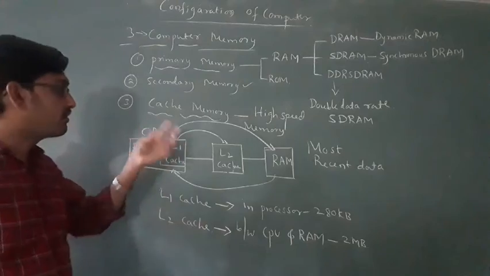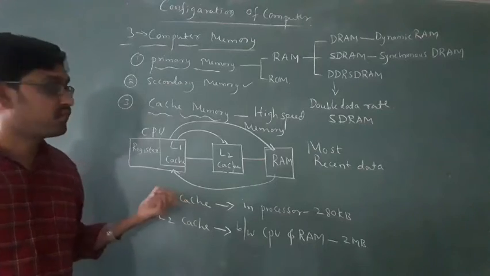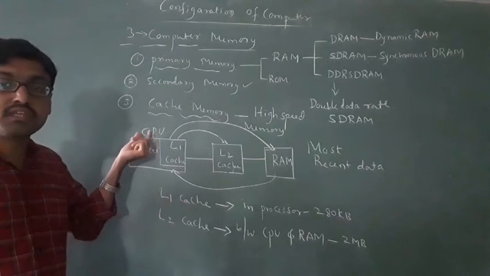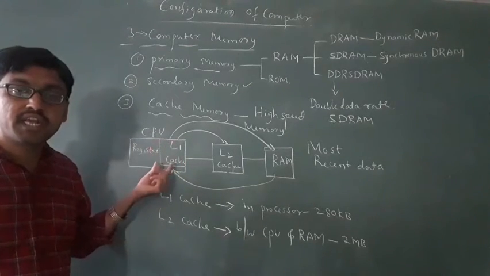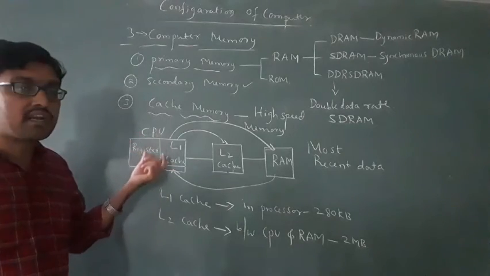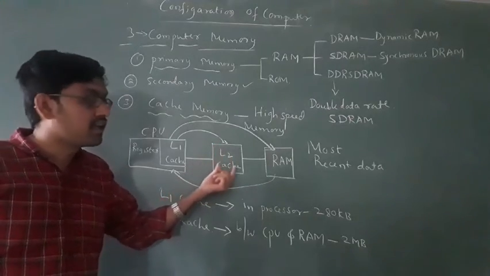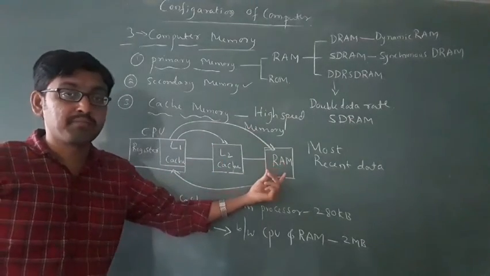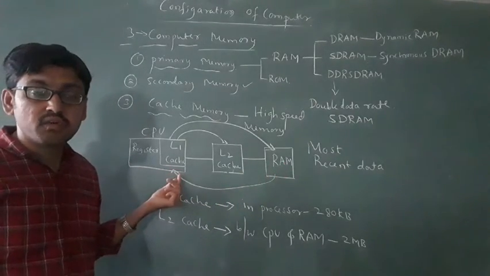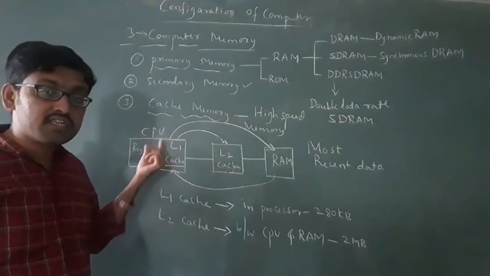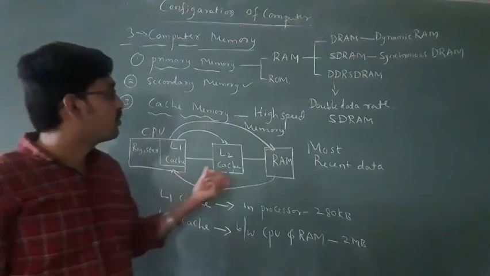Okay, once again I will tell you how the cache memory will work here. First, during processing, the CPU checks the data in L1 cache. If data is found, it processes the data. If data is not found, it asks the L2 cache. If data is not found in L2 cache also, it asks the RAM. Then the RAM loads the data into the L1 cache. Then the CPU takes the data and processes it. Okay, like this is the working of cache memory.